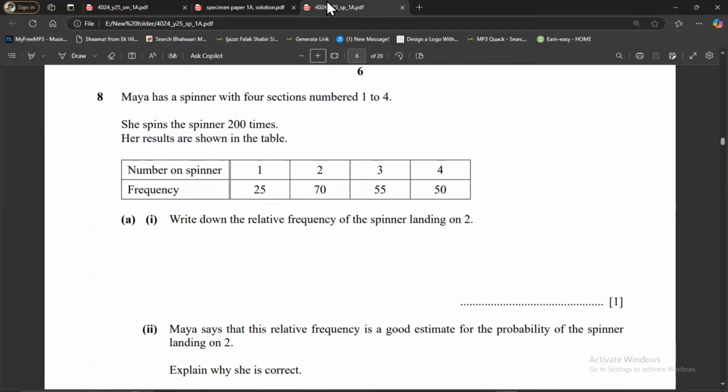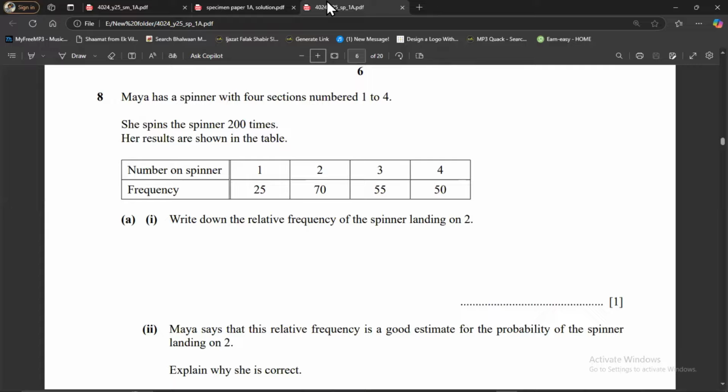He says Maya has a spinner with 4 sections numbered 1 to 4. She spins the spinner 200 times. Her results are shown in the table: the number on the spinner and the frequency. So the spinner stops at 1, 125 times; at 2, 70 times; at 3, 55 times; and at 4, 50 times. Write down the relative frequency of the spinner landing on the 2.